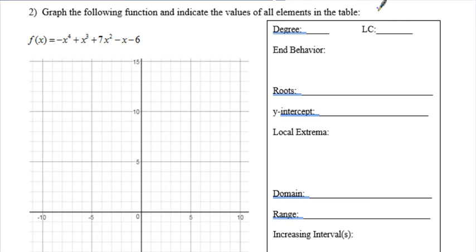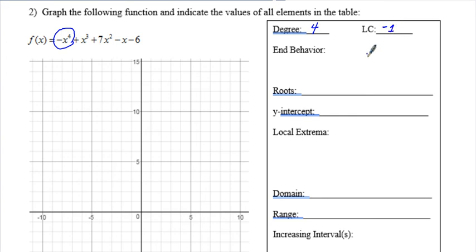Now on question number two, we're asking you to graph this function, fill in the table, and use the table to make your graph as clean and precise as possible. So let's first talk about what degree this function is. Since this is the highest power here, this term here is going to be important. So we have a degree 4 polynomial. Our leading coefficient is a negative 1.